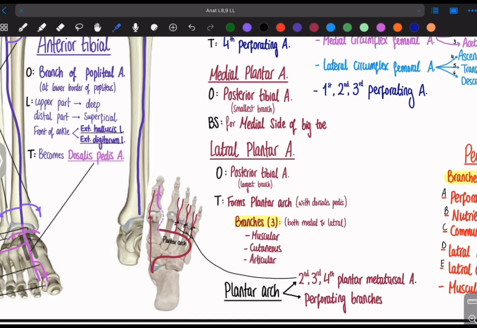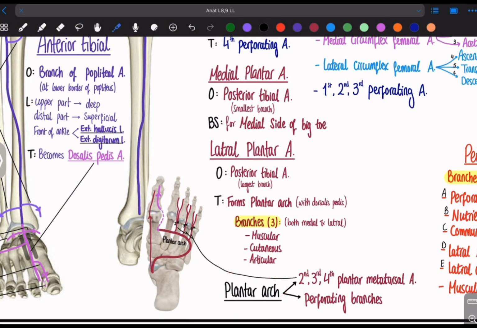Then the last thing we have is the arch. The plantar arch is very, very important. Okay, we need to know that it gives us two branches. I mean, the arch itself gives us two branches. But before the branches, what is it formed of? We just said it. The plantar arch is formed by two arteries, which are the dorsalis pedis and the lateral plantar artery. Both of them form the plantar arch.